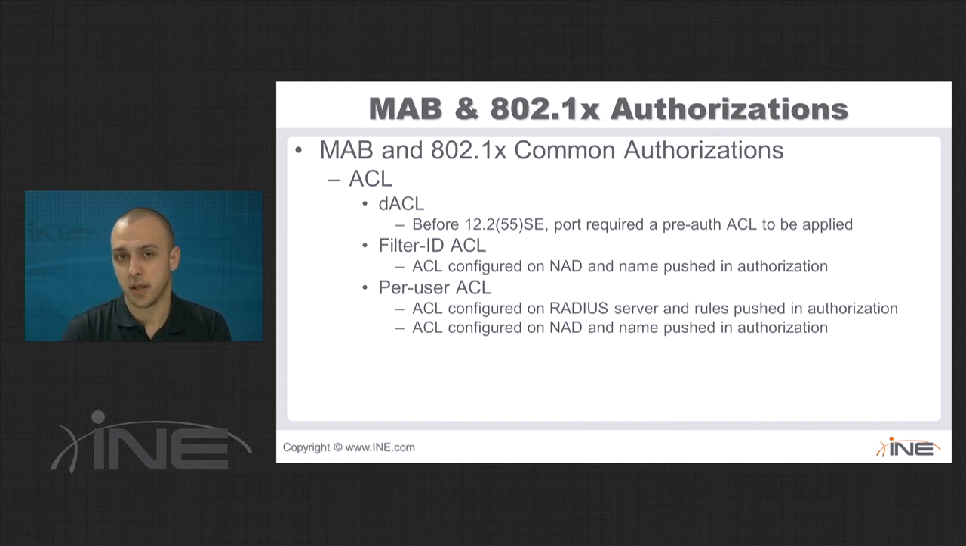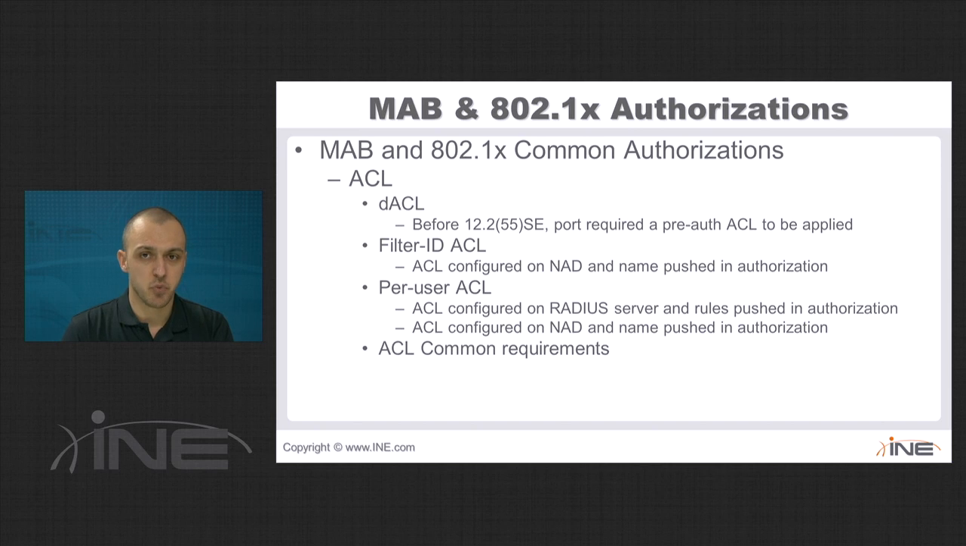One other thing you need to be aware of is that DACL and per-user ACL are Cisco proprietary because, for example, the Cisco per-user ACL uses the Cisco AV pair, which means it is supported mainly by the RADIUS implementation of Cisco. The only standard available option for you would be to use the filter ID functionality.